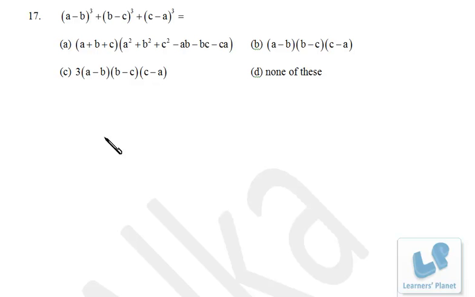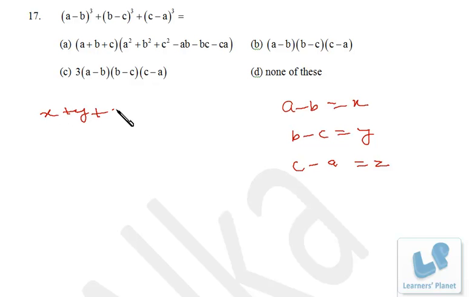One more variation of the same concept. Just again you should be able to recall, this is cubic pattern. What I do, a minus b is x, b minus c is y, and c minus a is z. Now x plus y plus z, right? If you add all of them, you'll be getting 0, right? This a and this a will be cancelled, b and b, this c and this c, right? So x plus y plus z is 0.